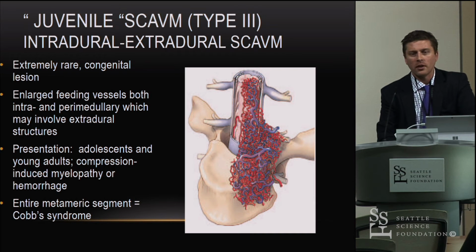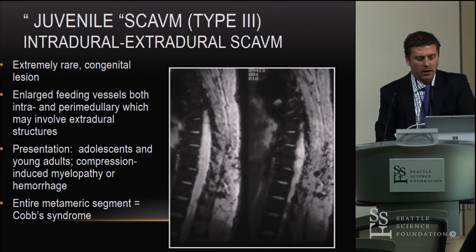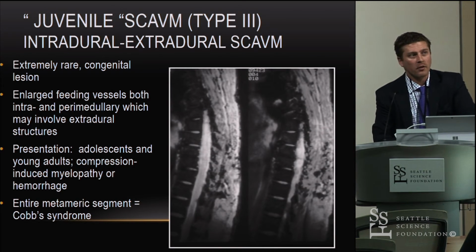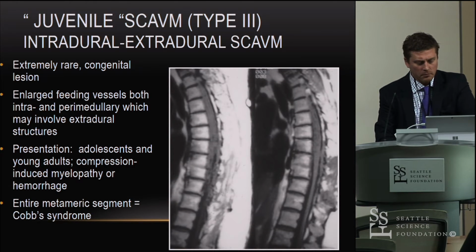That's a special subtype of the juvenile or type 3 AVMs, and you get enlarged feeding vessels from pretty much everything, both intra and perimedullary. It's usually in younger adults, and this is just an example of that on MR. And another one.